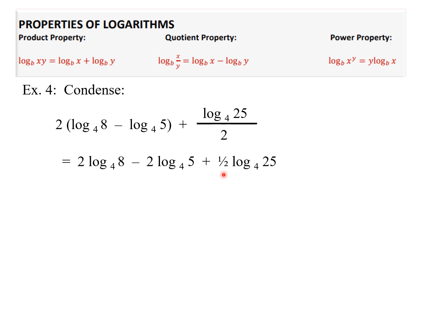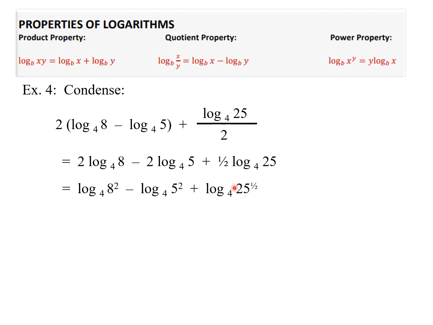All right, now let's take advantage. We want to condense all this down to a single log. All right, so I'm going to use the power property. I'm going to put the 2 back in here and put the 1/2 back in. So 2 times log to the base 4 of 8 becomes log 4 of 8 squared. 2 log to the base 4 of 5 becomes log to the base 4 of 5 squared. And then log to the 4 of 25 to the 1/2 power. That's what that becomes.